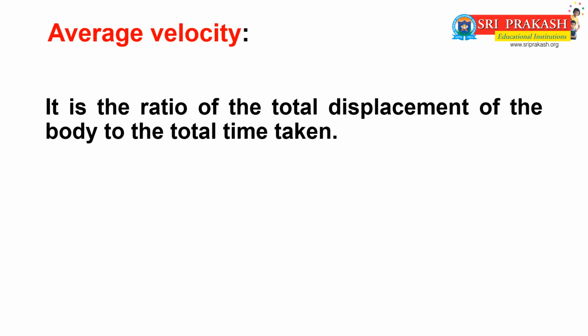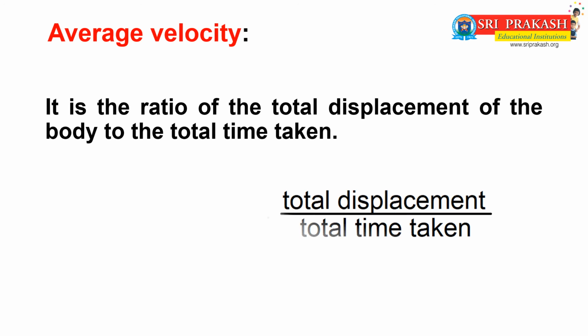Average velocity. It is the ratio of total displacement of the body to the total time taken. Formula. Average velocity is equal to total displacement by total time taken.